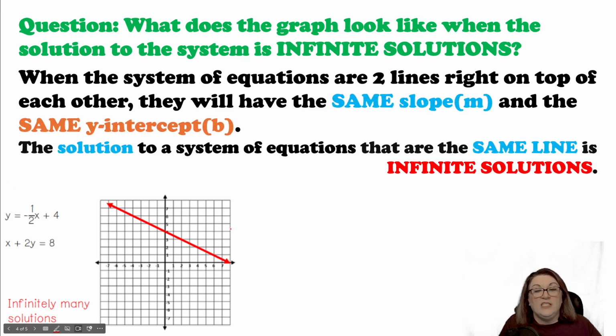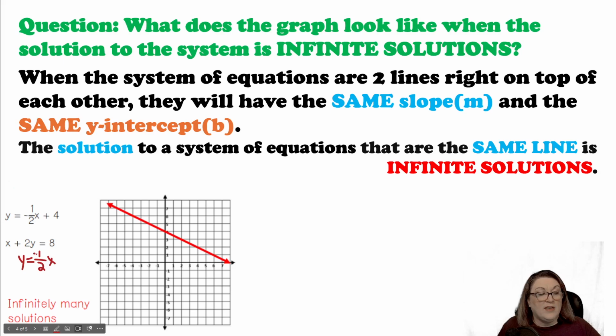Okay. When the system of equations are two lines right on top of each other, they will have the same slope and the same y-intercept. The solution to the system of equations that are the same line is infinite solutions. So the graph looks like there's only one line there, but there's actually two lines. I'm going to show you on Desmos how you can check that. So this one's in slope-intercept form because the y is isolated. This one is not, but if you converted this one into slope-intercept form, you would have the exact same equation as the first equation.